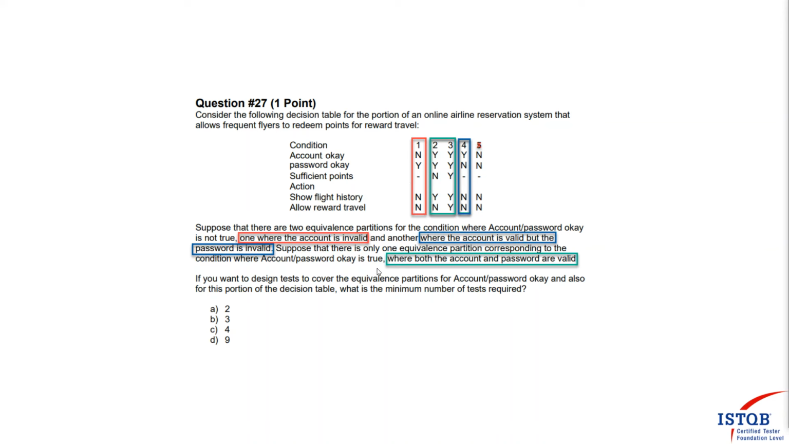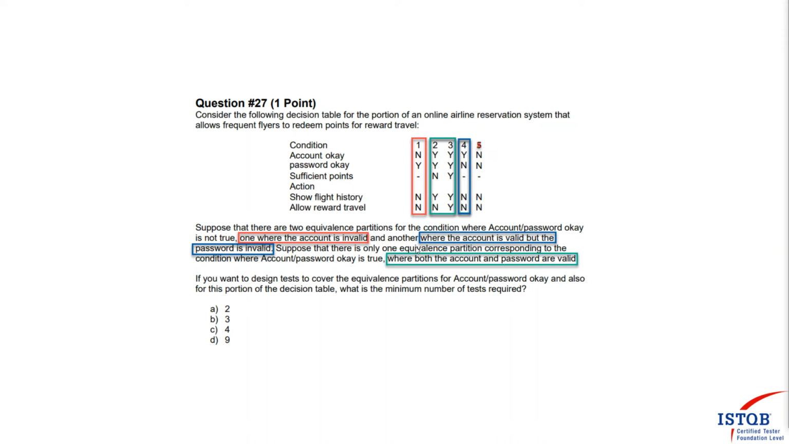Suppose that there is only one equivalence partition corresponding to the condition where account password OK is true, where both the account and password are valid. These are test cases number 2 and 3. But we don't have information about the scenario where both account and password are not OK. Because of this, we delete test case number 5, because this column doesn't affect the outcome.